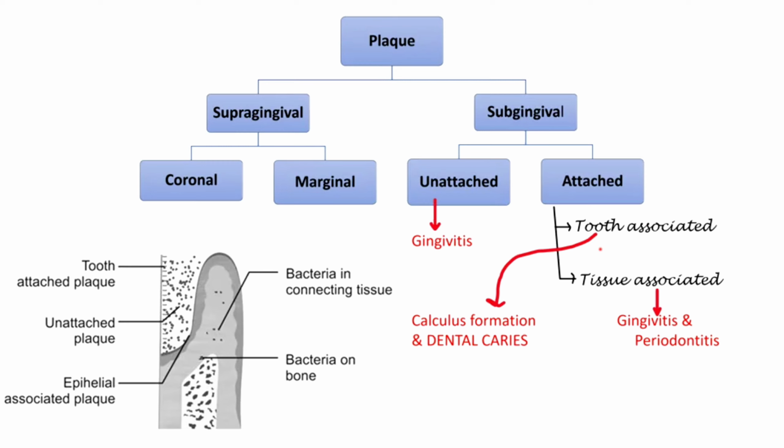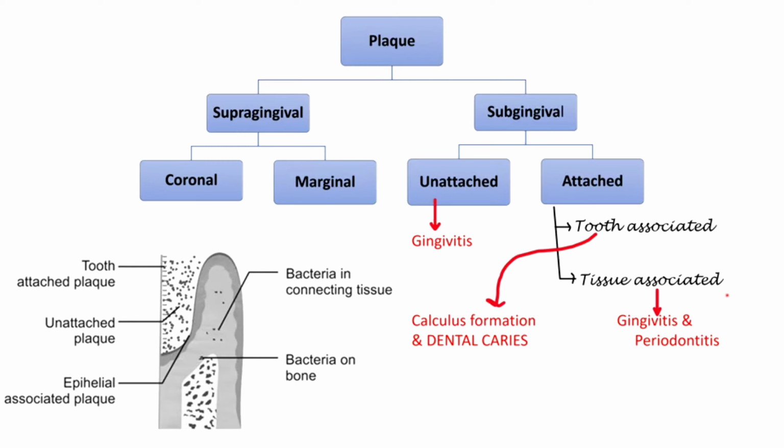Next is tooth associated plaque. This is the tooth surface and this is the tooth associated plaque. This is responsible for calculus formation and dental caries. Since it is closely associated with the tooth, it causes calculus formation and caries.